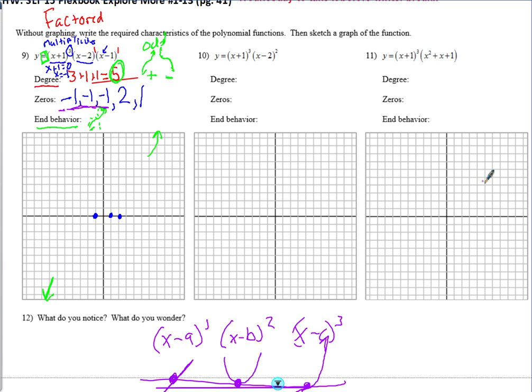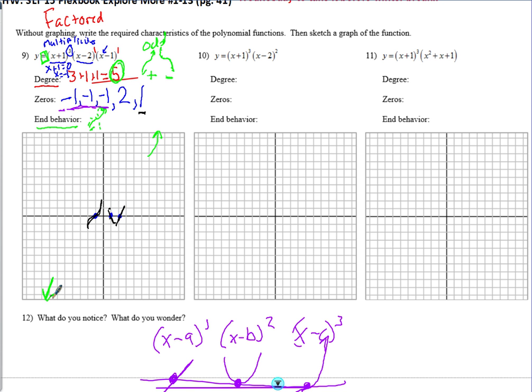So with that in mind, I'm going to look at my multiplicities. I see that -1 has a multiplicity of 3. So that means when I come up from the bottom left and I hit -1, I'm going to pass through with that disco shape. At 1, I have a multiplicity of 1, so I'm going to go straight through. And at 2, I also have a multiplicity of 1, so again, I'm going to go straight through.